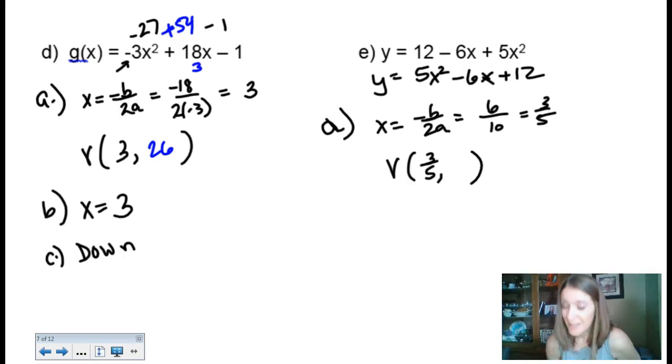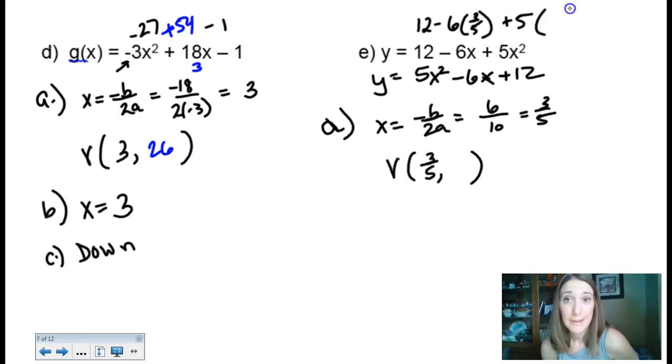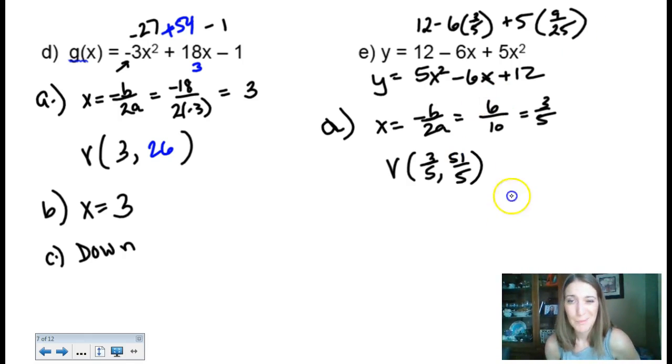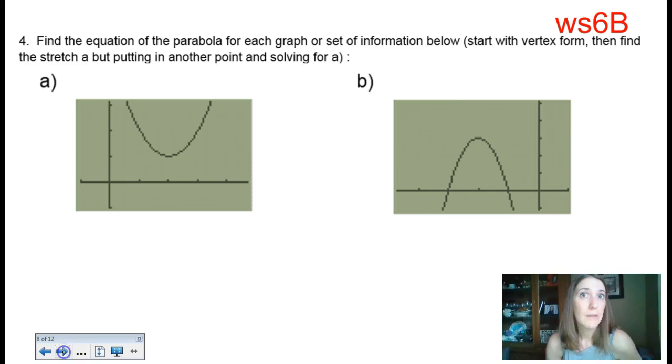As great as I am at plugging things in here, let's see. 12 minus 6 times 3/5 plus 5 times, I'm going to go ahead and square 3/5 and call it 9/25. And I think it comes out to 51/5. I'm going to be honest, I think I typed it in my calculator. So as bad as today is going for me, I'm just hoping I did that right.